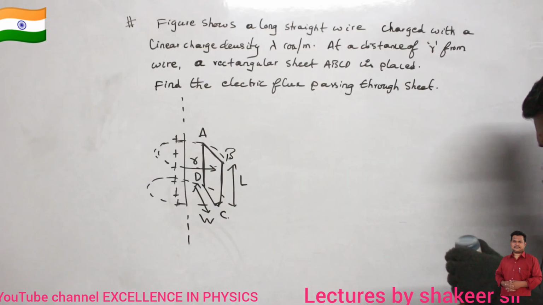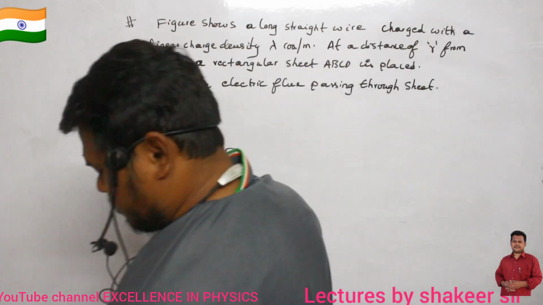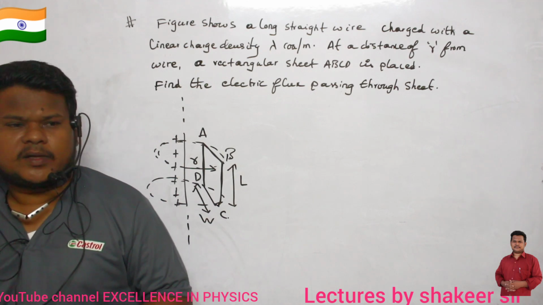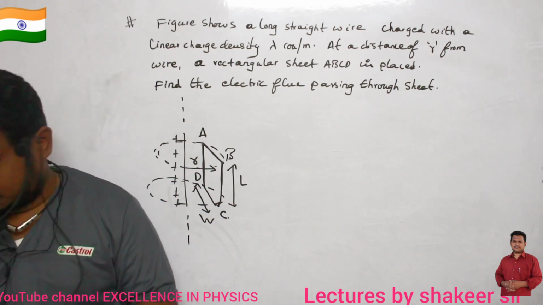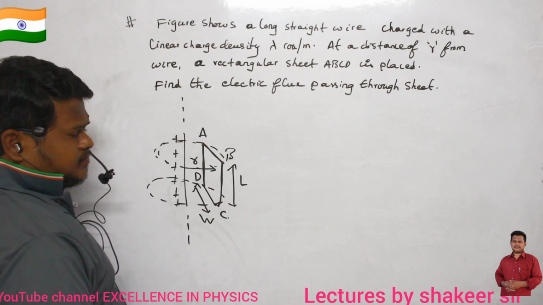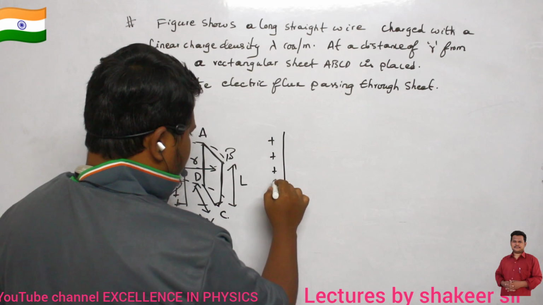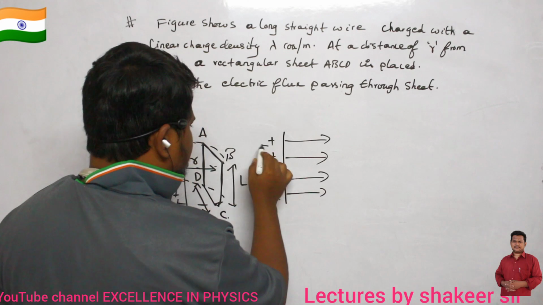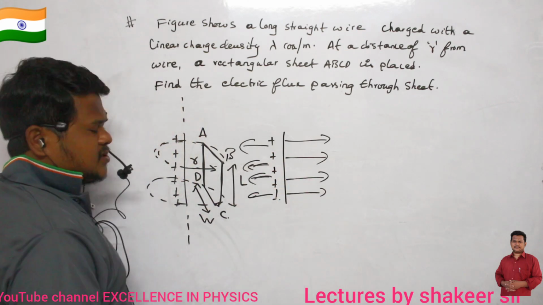Can you see? How can I calculate? Try to think, ma, all of you. How can I do this problem? Okay. So initially, this is a line charge, no? Line charge means what? Line charge means electric lines will be traveling in a straight line. This will be the direction of electric lines of force. Are you able to understand, ma?